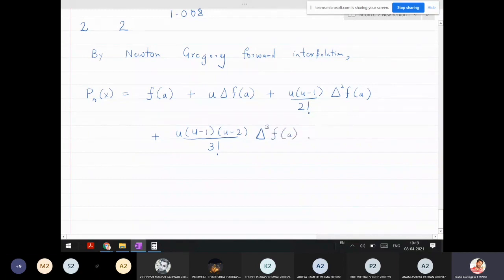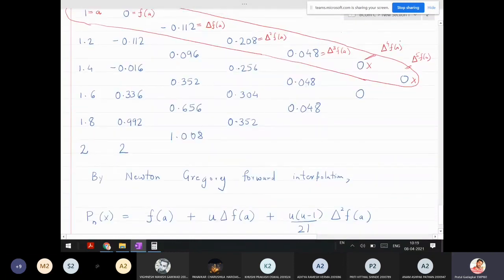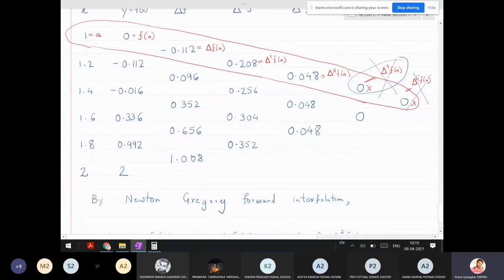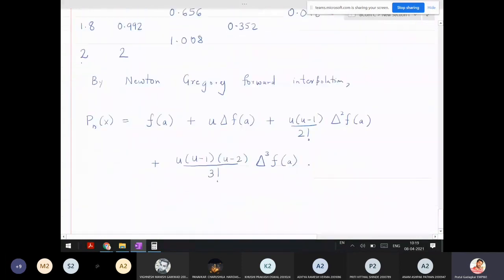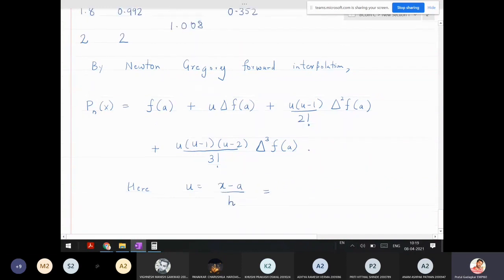Okay, and I will stop here. Why will I stop here? Because if I write the next term, that will involve delta raised to 4, and delta raised to 4 is zero. So these are not required. So we will need only these 4 entries for writing in the formula. Now in this formula, what is U equal to? We know U is equal to X minus A upon H, right? Now what is X, what is A, and what is H?